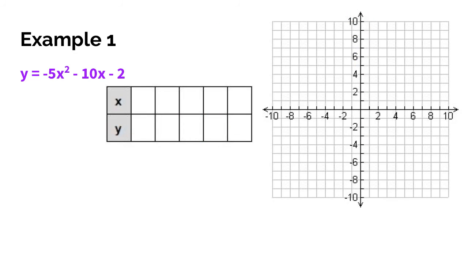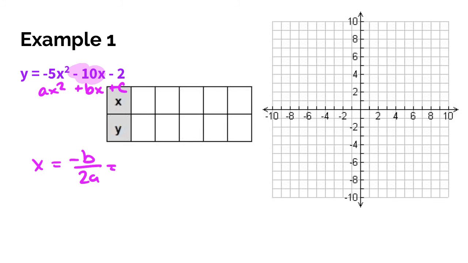All right, last example here, I have negative 5x squared minus 10x minus 2. Again, I have all three parts to this. So I have my quadratic term, my linear term, and my constant term. First thing I want to do is use my axis of symmetry formula to figure out where my graph is centered. Here my b value is negative 10.